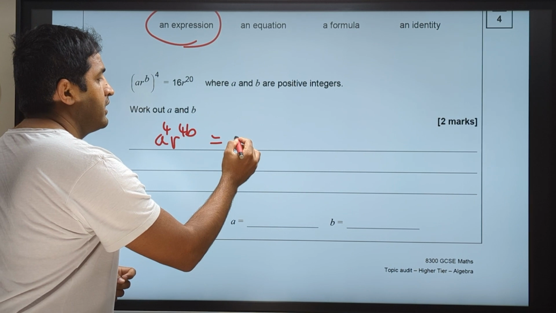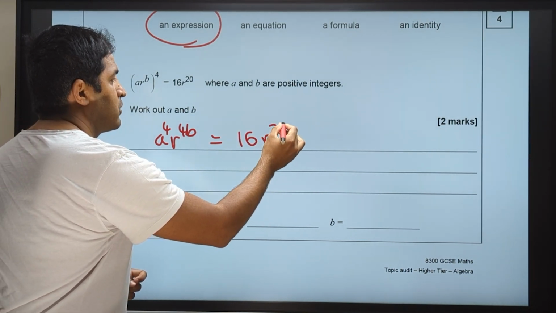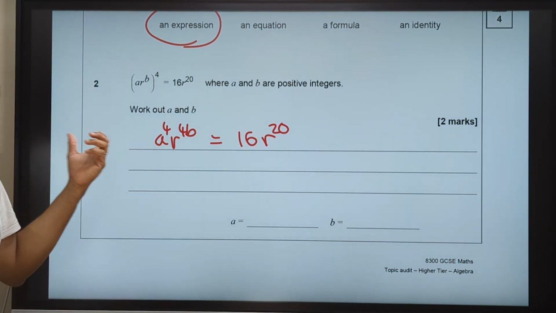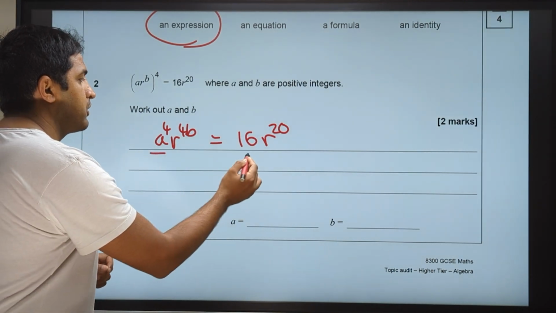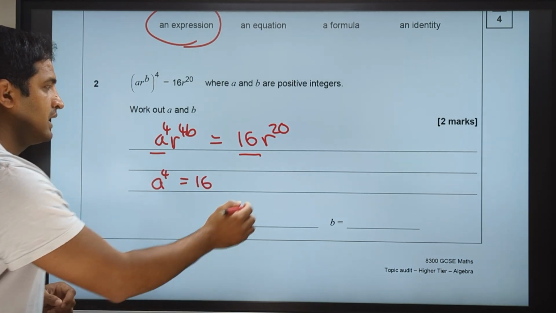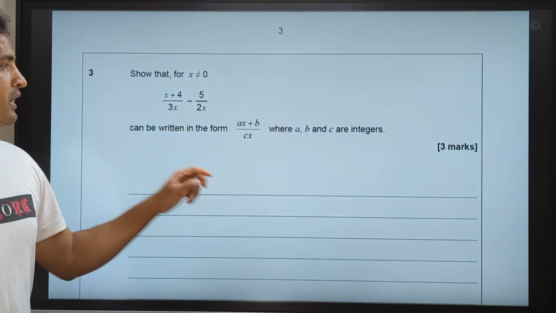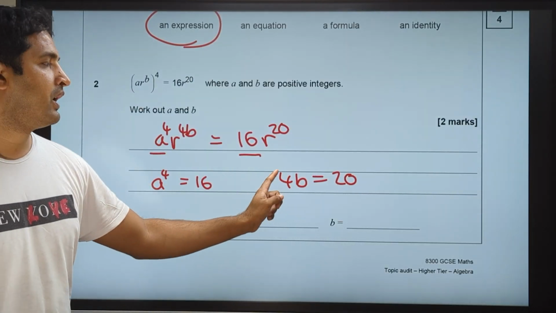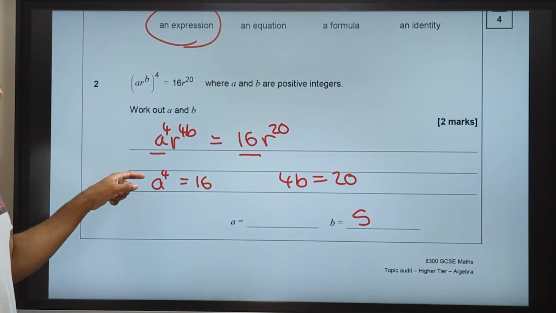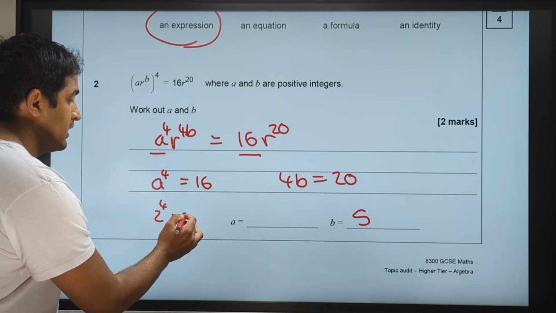So when you're comparing it, we know the constant is going to be the same and the r power is going to be the same, because r to the 4b has to be the same as r to the power 20. So those are the two different comparisons we're going to make. Something to the power 4 is equal to 16 and 4b is equal to 20. That's really easy to work with in a way. Something times 4 gives you 20, so b is equal to 5. And something to the power 4 is 16, so we know that 2 to the power 4 is 16.